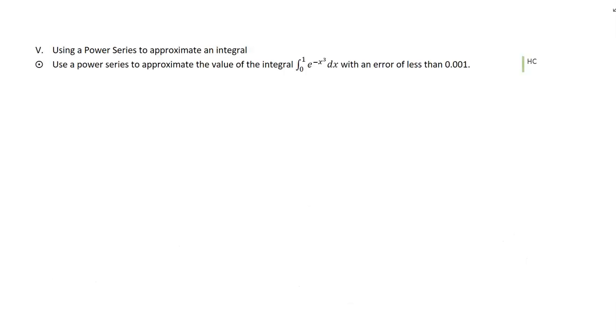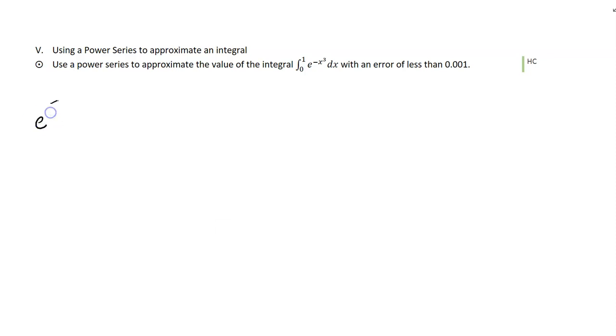And then finally, this says use a power series to approximate the value of the integral from 0 to 1 of e to the negative x cubed dx with an error of less than 0.001. So if I'm looking at the power series for e to the x, that's 1 plus x squared over 2 factorial plus x cubed over 3 factorial.